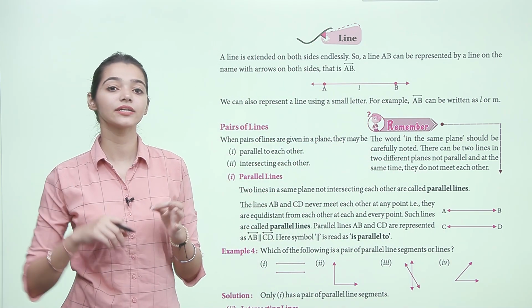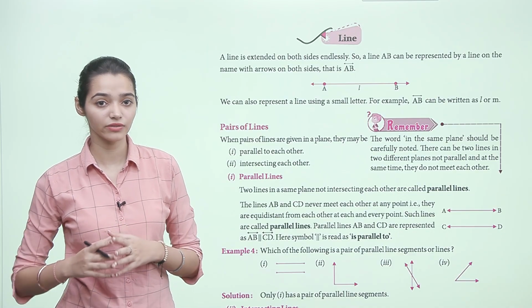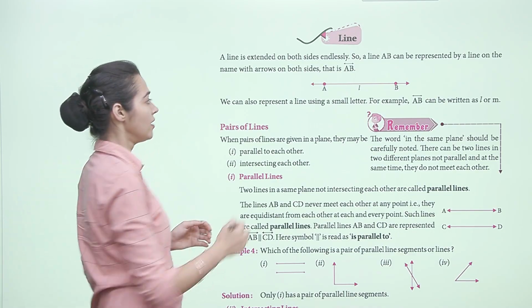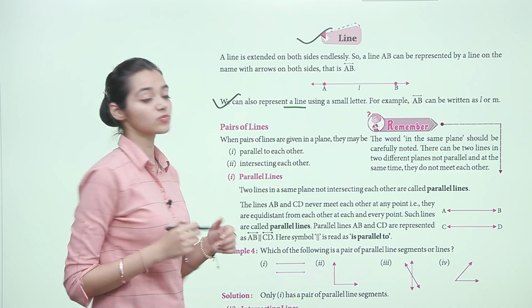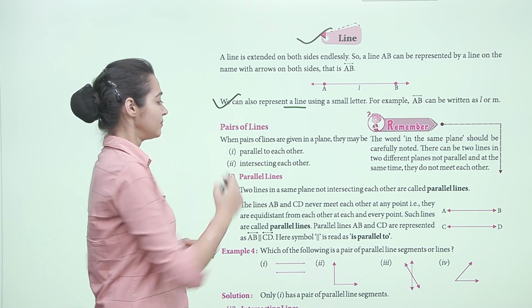Line. A line is extended on both sides endlessly. So a line AB is represented by a line with arrows on both sides. Now we can also represent a line using a small letter. For example, line AB can be written as letter l or m.